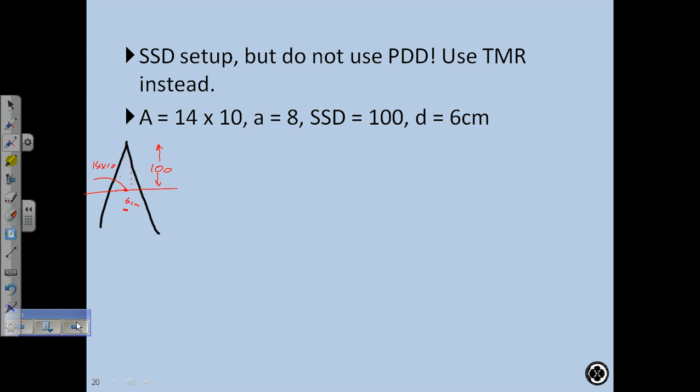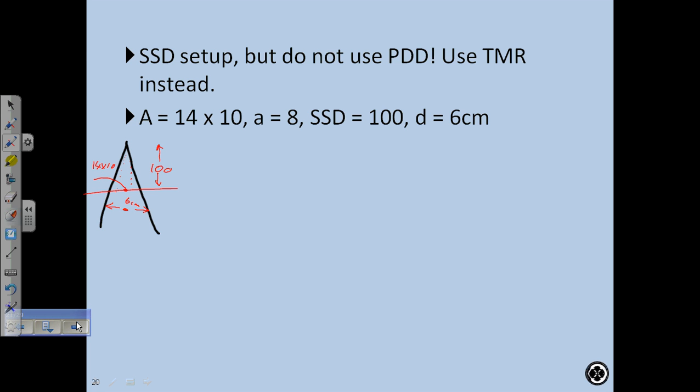Wow, how do we do this? Okay, so this one is a little different. First we're going to use TMR. Since we're going to use TMR, we have to figure out what the field size is at our point of interest. We can't use this field size. TMR always needs to know what the field size is at the point of interest.